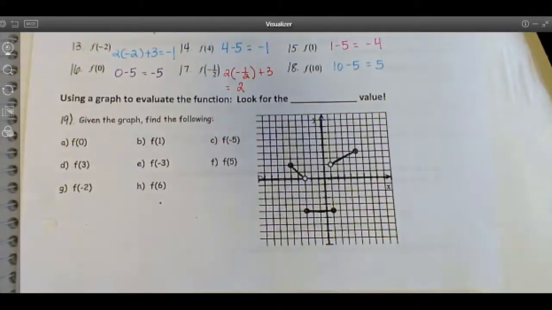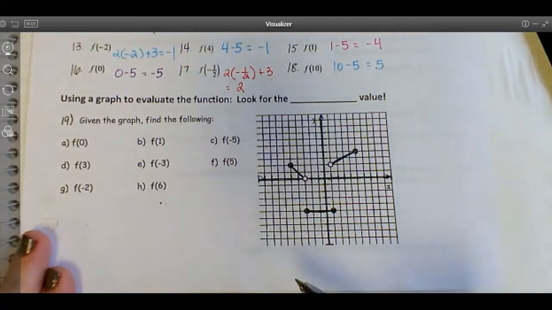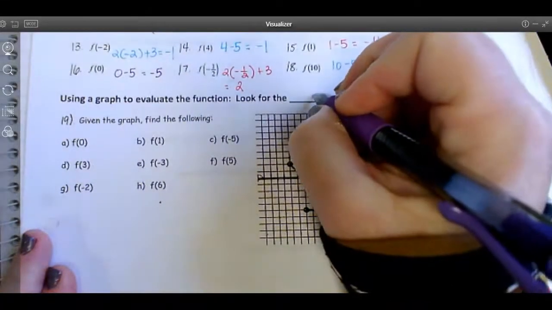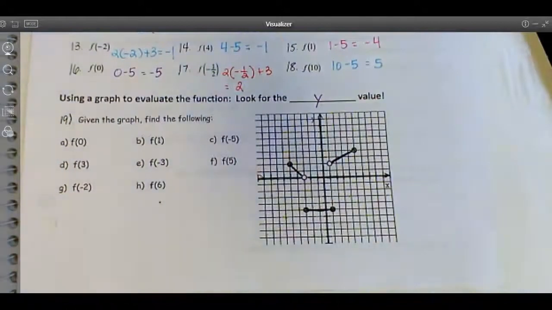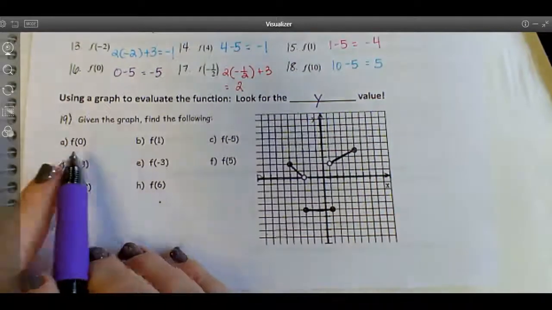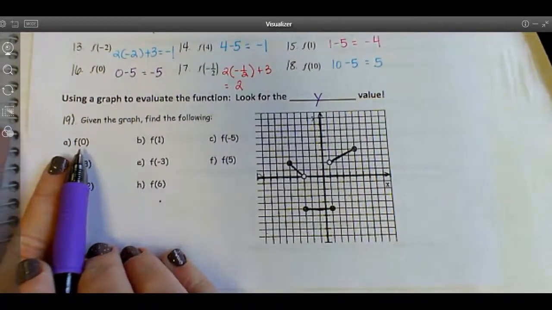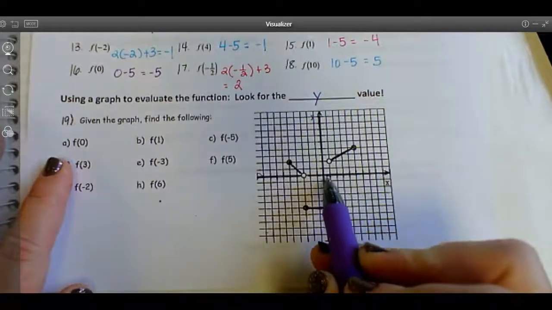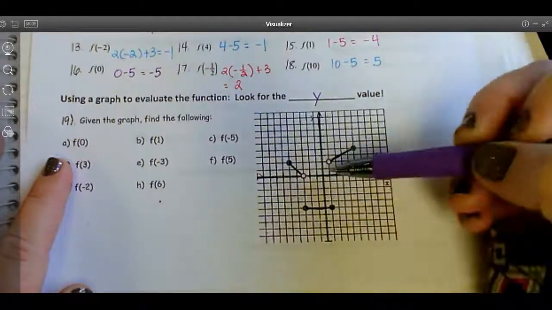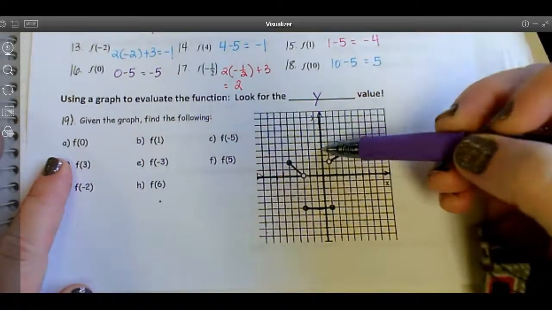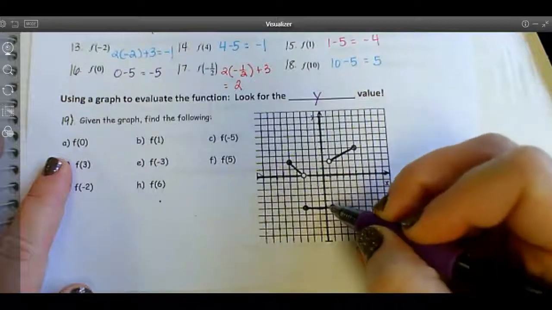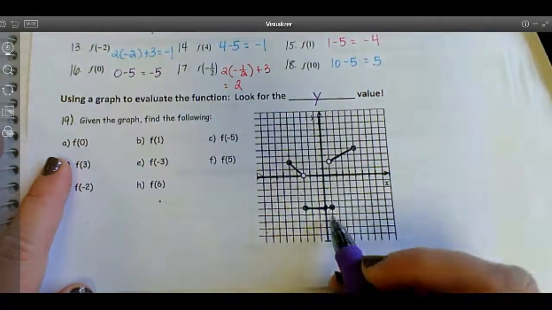So when you're using a graph and you're trying to evaluate the function, you're going to look for the y value. Okay? The value they give you is the x value, and you're always looking at what the y value is at that place. So the first one says f of 0. Alright? So I go to the x at 0, and then I try to figure out where is the function. Oh, the function is down here. It's down here at this value.